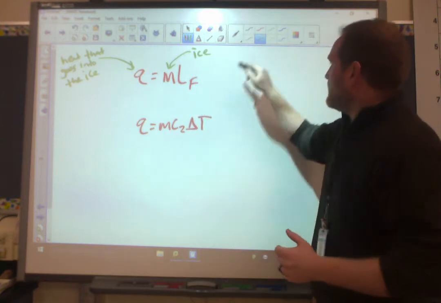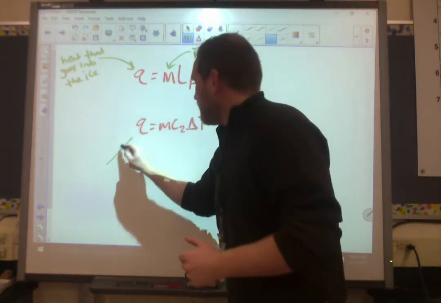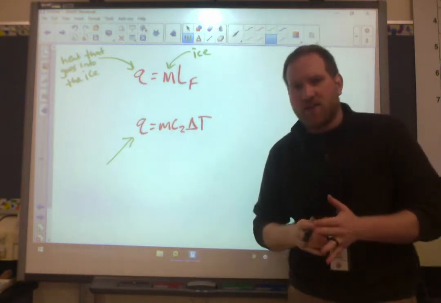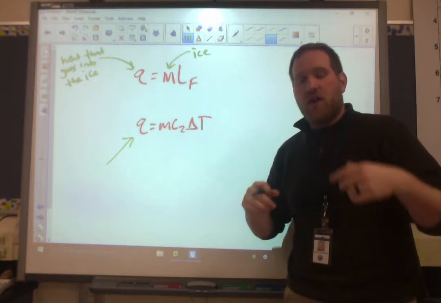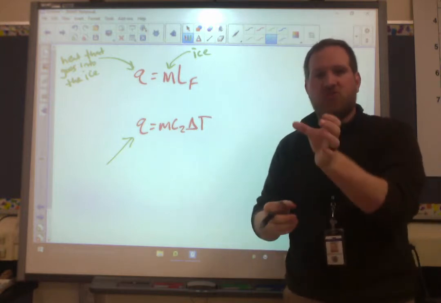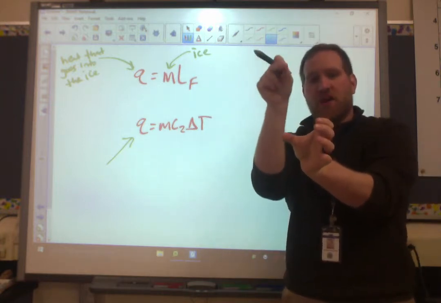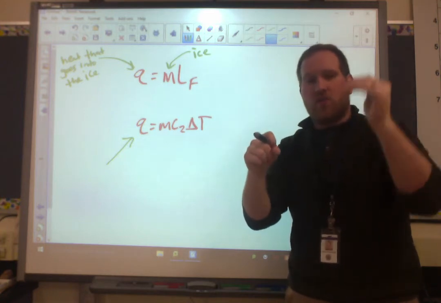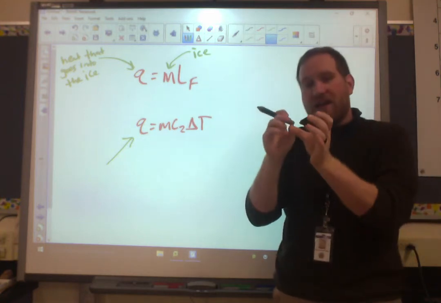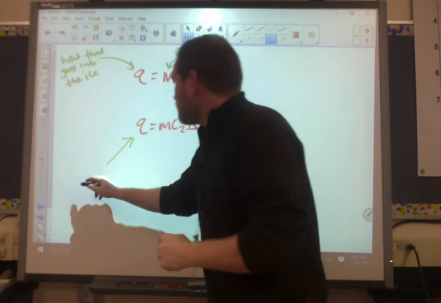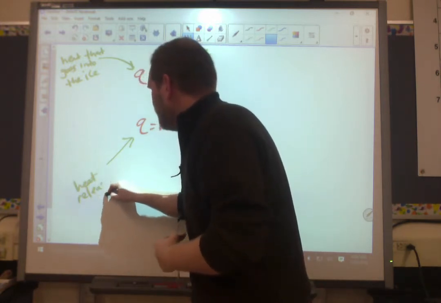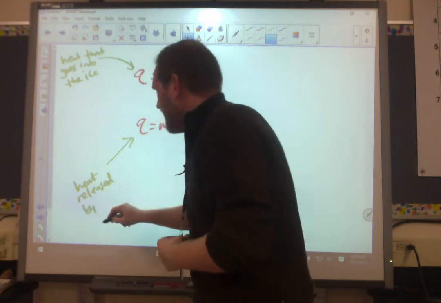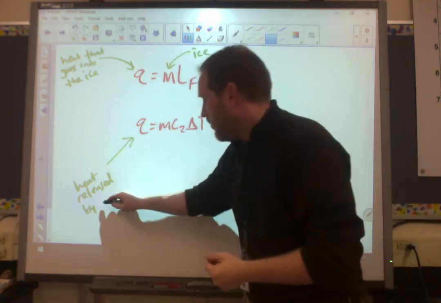Now let's talk about what this is. This Q is heat, right? But in this context, it's the heat that's released by the water as it cools down. Picture a cup of hot water, you're dropping ice cubes into it, the water's cooling down, the water's cooling down, the water's cooling down. That heat is being released by the water. So this is heat released by, in this case, hot water.